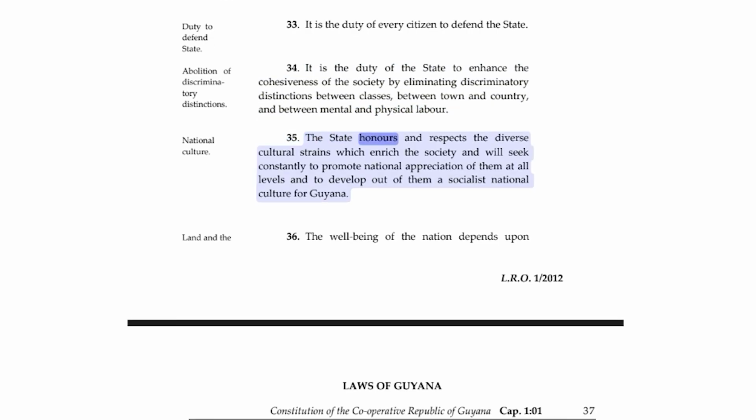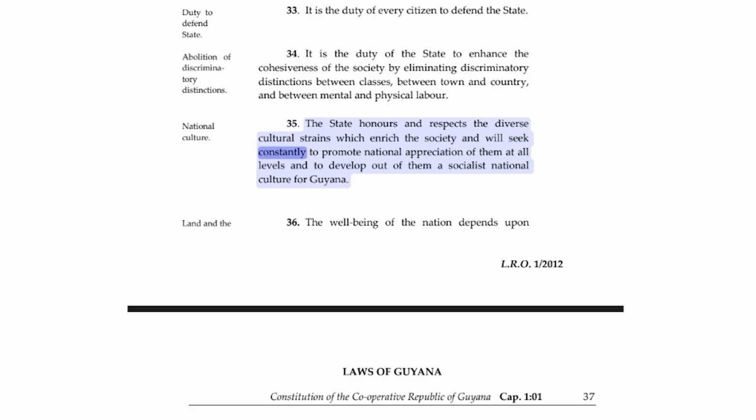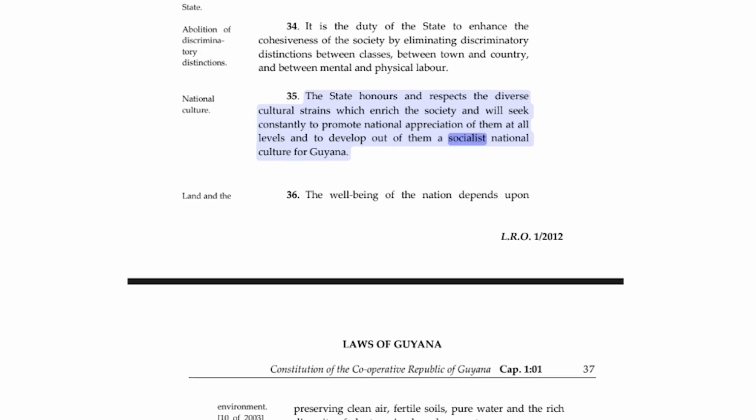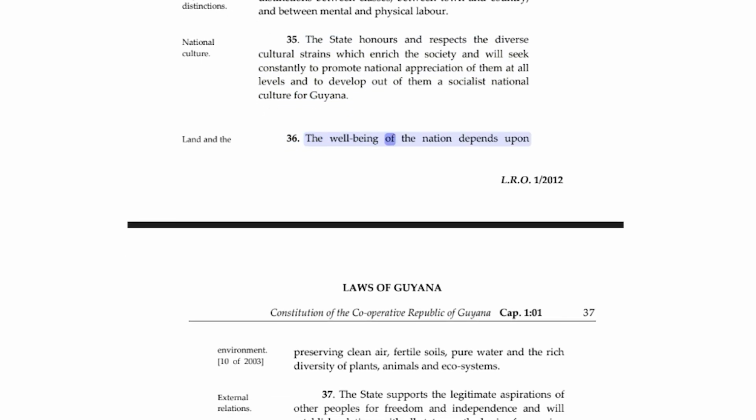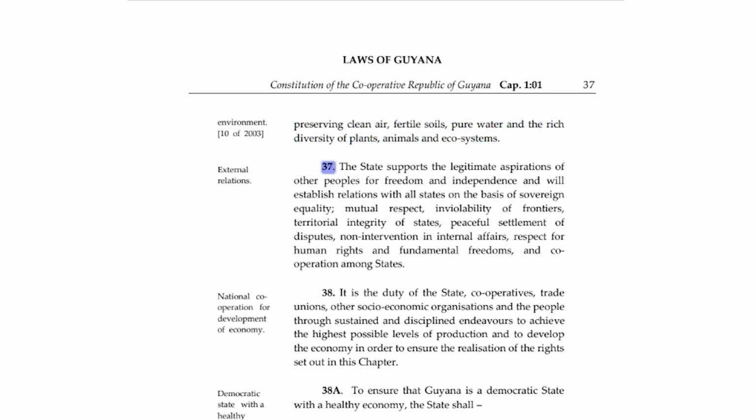35. The state honors and respects the diverse cultural strains which enrich the society and will seek constantly to promote national appreciation of them at all levels and to develop out of them a socialist national culture for Guyana. 36. The well-being of the nation depends upon preserving clean air, fertile soils, pure water, and the rich diversity of plants, animals, and ecosystems.